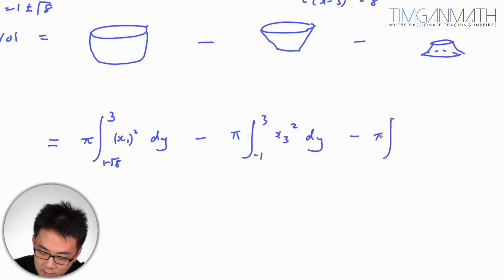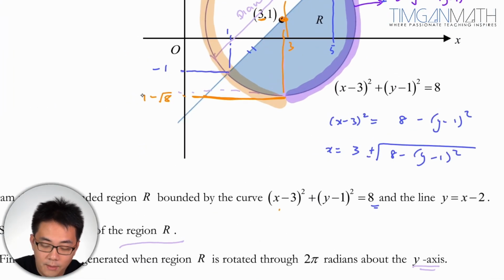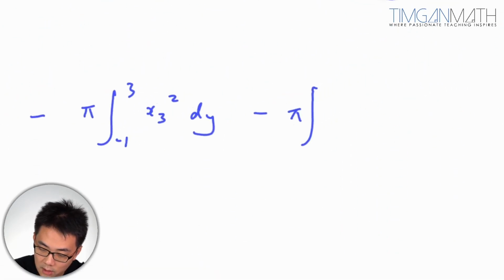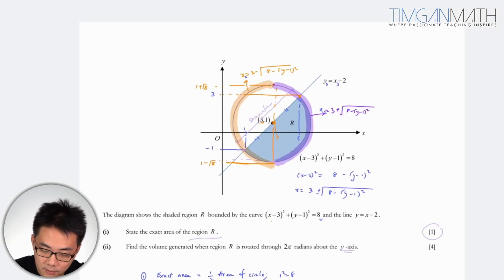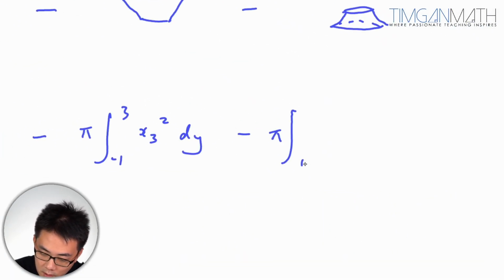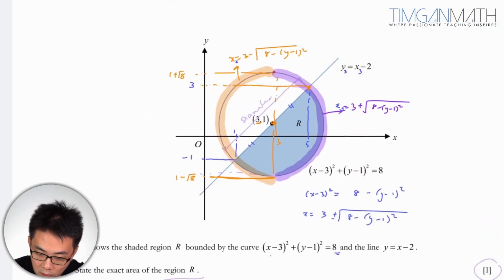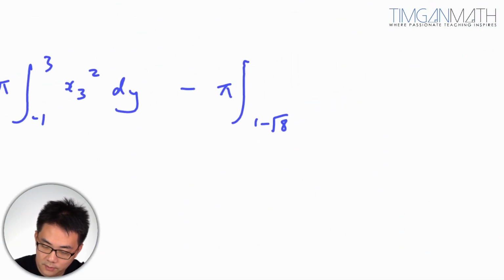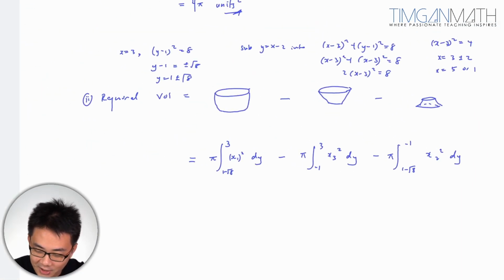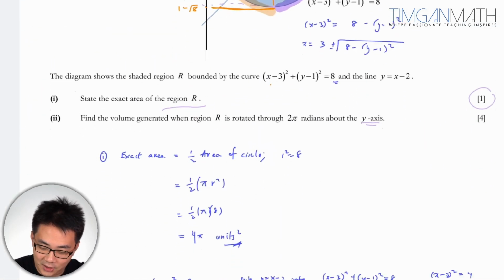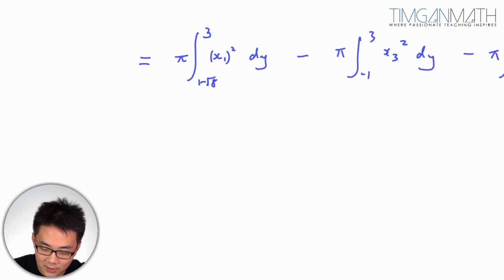Then the last one will be from 1 minus root 8 to minus 1. We integrate x2 squared dy. Alright, so that's how you do this part here. So then the rest is just substituting all the values in.